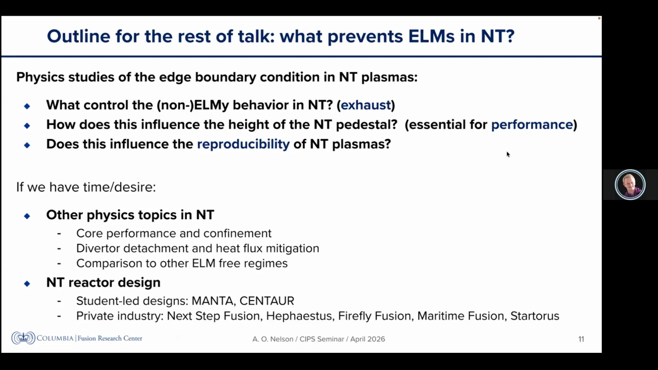So for the rest of the talk, that was kind of like an intro. I wanted to talk more about what this actual boundary condition is, what is preventing ELMs in NT, how does this change the performance, how does that all look? We can skip through this if you want and talk about some other physics topics or design of reactors with NT. I have a bunch of slides on those, but we'll just plow ahead until it's time to move.